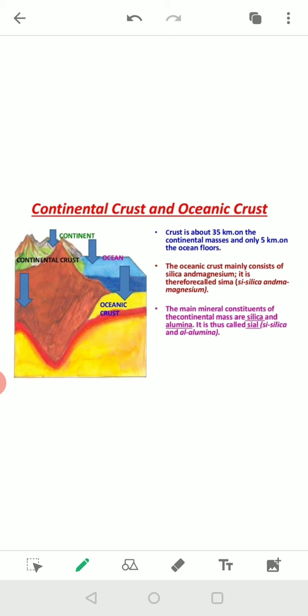Now the oceanic crust mainly consists of silica and magnesium, two things. That is why it is also known as SIMA, that is, silica and magnesium combined. Now the main mineral constituents of the continental mass are silica and alumina. In the continents, it consists of alumina and silica. Fine.